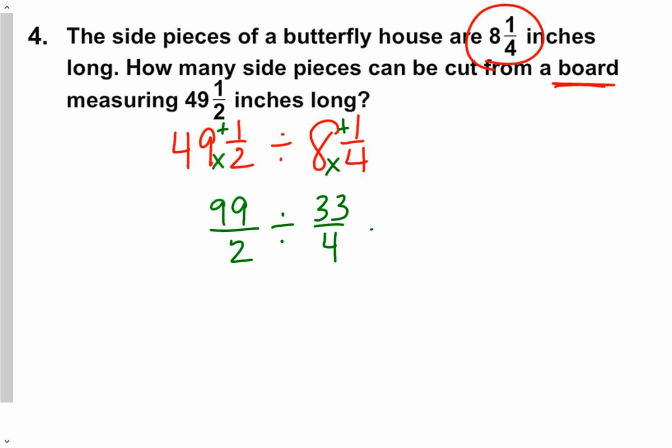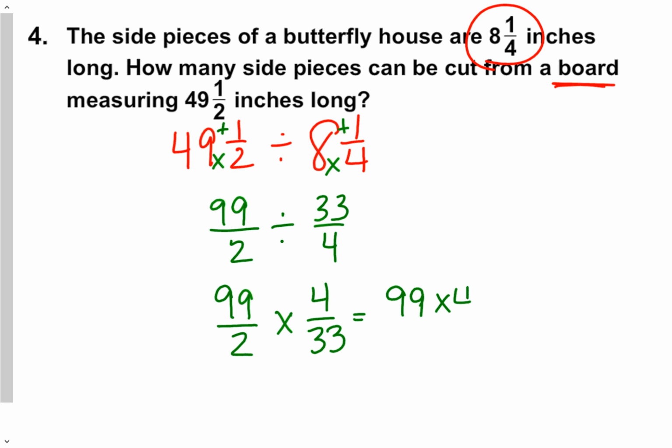So now we have two fractions. Now we can set up our multiplication problem. So the first one stays the same. Division turns into multiplication, and I'm going to take this number and turn it into a reciprocal. So the reciprocal of 33 over 4 is 4 over 33. Okay, now we can multiply across. Now 99 times 4 is 396. 2 times 33 is 66.